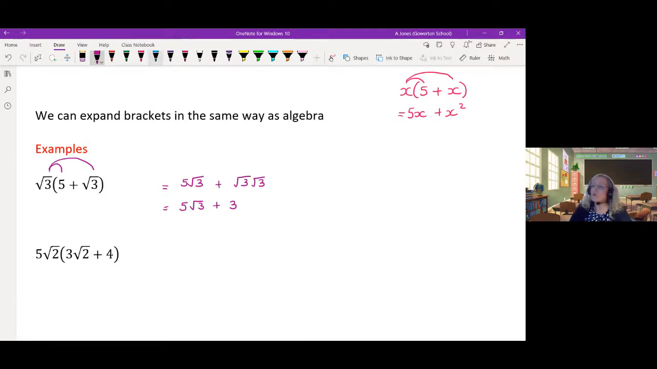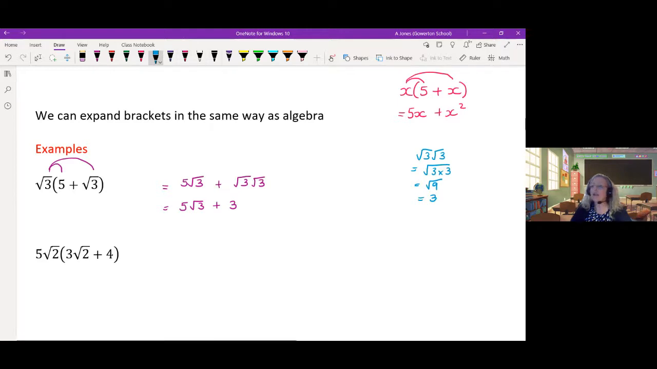And the reason that that works, I'll just show you why that works. The reason that that works is because when you've got root 3 multiplied by root 3, you can put that back into being the root of 3 multiplied by 3, which is the root of 9, which is 3. So this is why it works. Root 3 multiplied by root 3 is just 3.